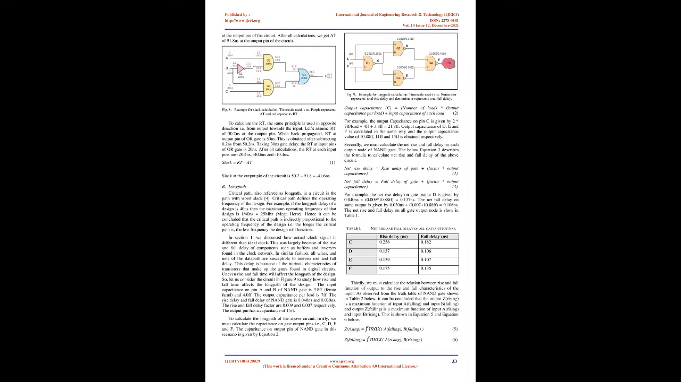In Section 1, we discussed how the actual clock signal is different from the ideal clock. This was largely because of the rise and fall delay of components such as buffers and inverters found in the clock network.